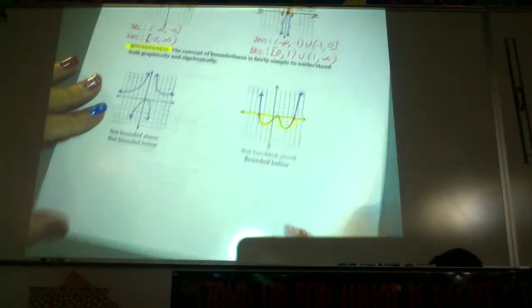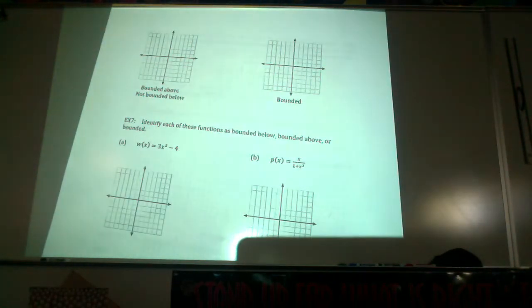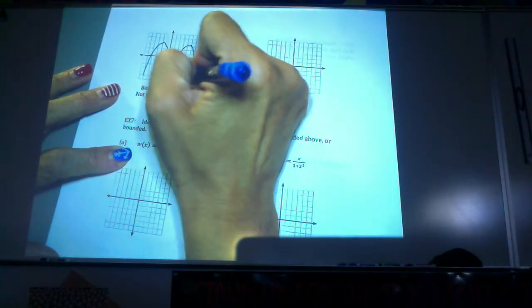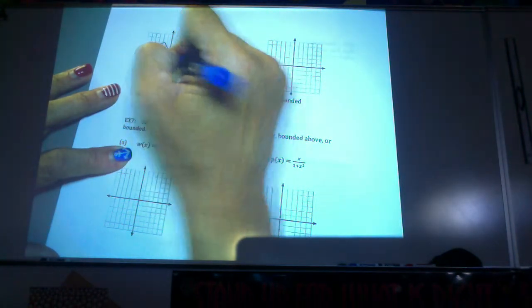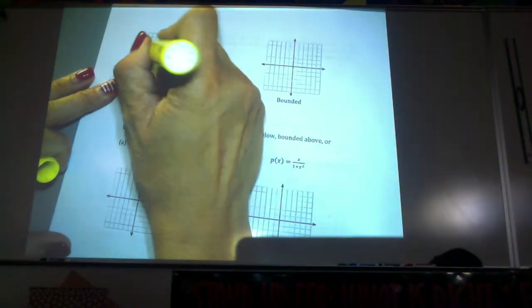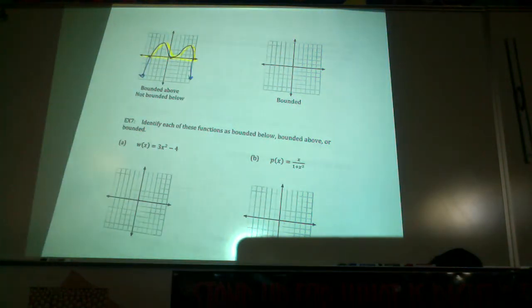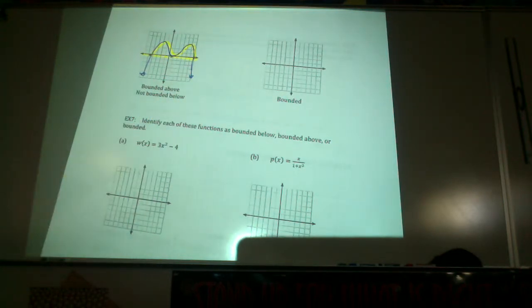Okay, so let's turn the page. Let's look at these two examples. So bounded above, but not below. So let's flip the example that I just showed you. So this is just an example. So again, here's the x-axis. This is the part that is above the x-axis that has a definite start and a definite end. So it's bounded above. But below, we have points of infinity on that graph. So it is not bounded below.